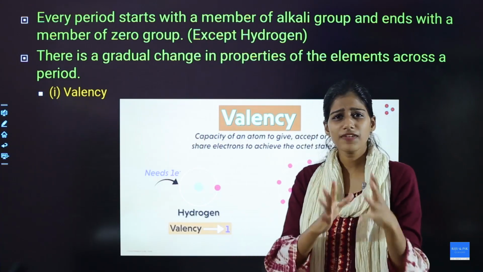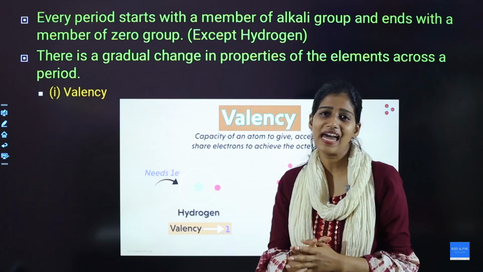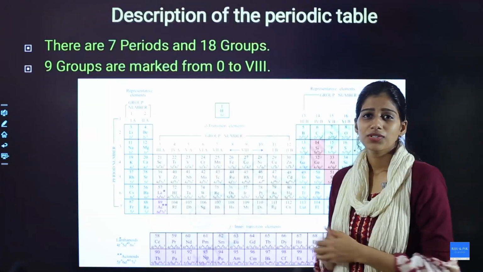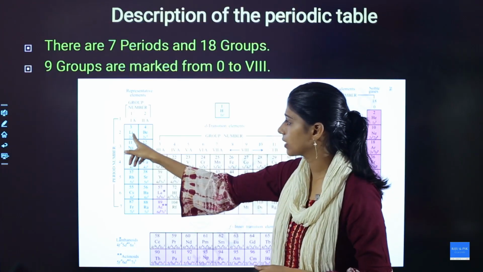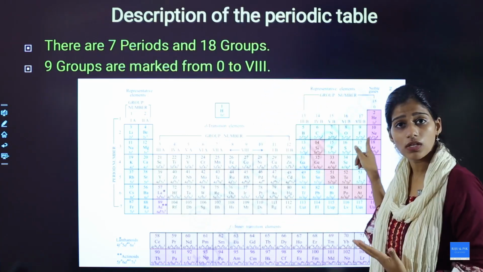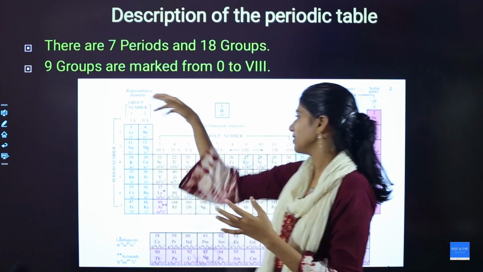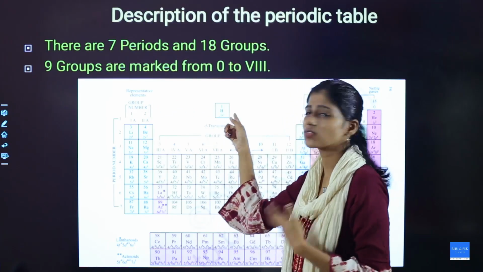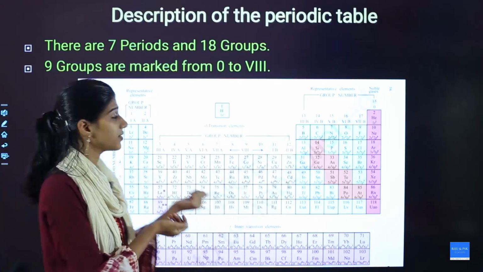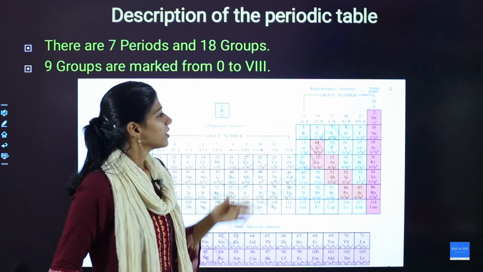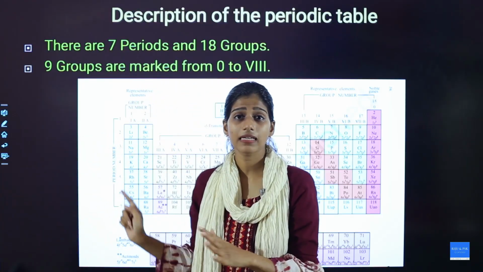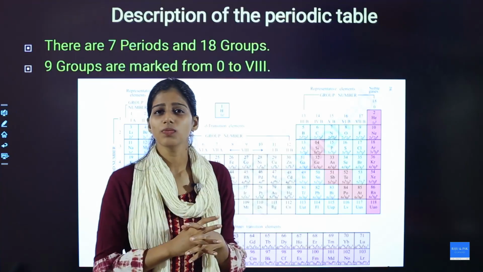Here it is written that every period starts with a member of the alkali metals and ends with a member of the noble gases, except hydrogen. Back to the periodic table, the second period starts with lithium, which is an alkali metal, and ends with neon, which is a noble gas. But the first period is an exception because it starts with hydrogen, which is not an alkali metal, since hydrogen is not a metal. So except for the first period, all the rest of the periods have an alkali metal as the first element and the 18th group element at the end.